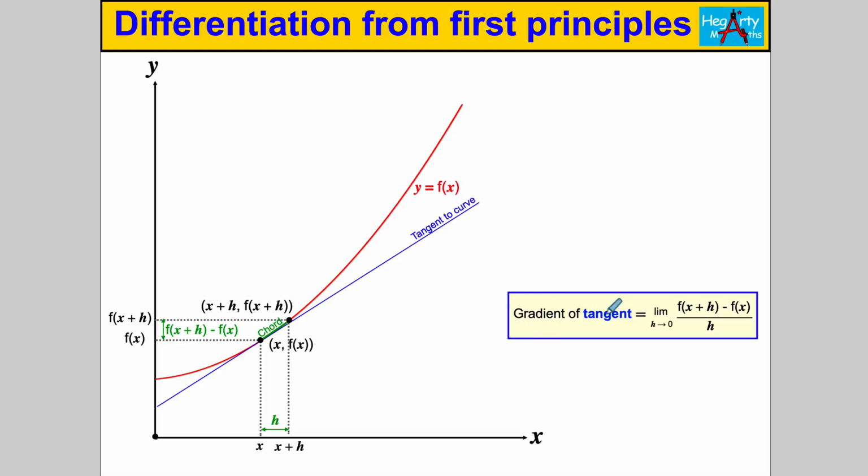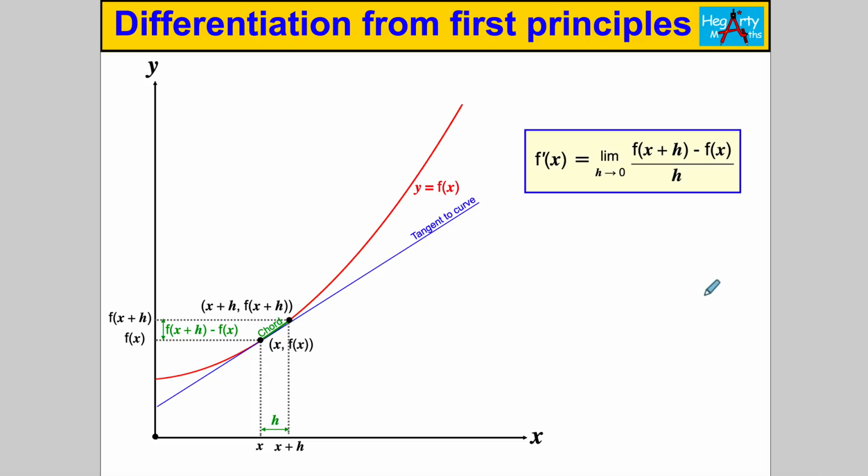So what we say is the gradient of the tangent is approximated by f(x + h) take away f(x) over h. But as h tends to 0, the gradient of the tangent is actually equal to the limit, and this is shorthand for the answer you get when h tends to 0, of f(x + h) take away f(x) all over h. That's what that means. Or we say the limit as h tends to 0 of f(x + h) take away f(x) all over h. And we call that f prime of x, or the gradient function, or the derivative, and we give it this name and it's calculated as follows.